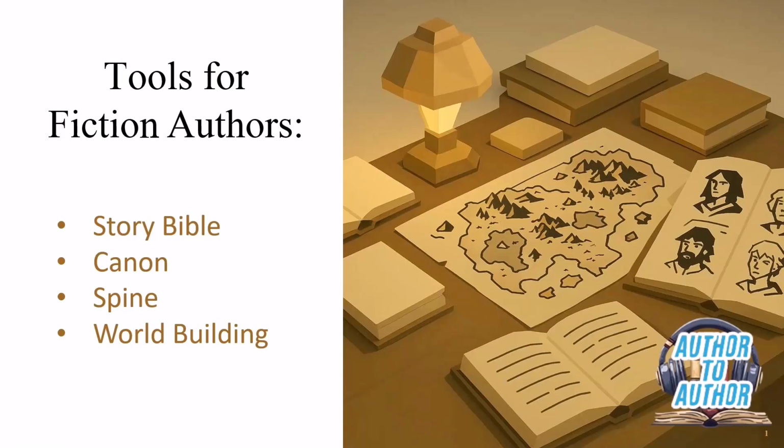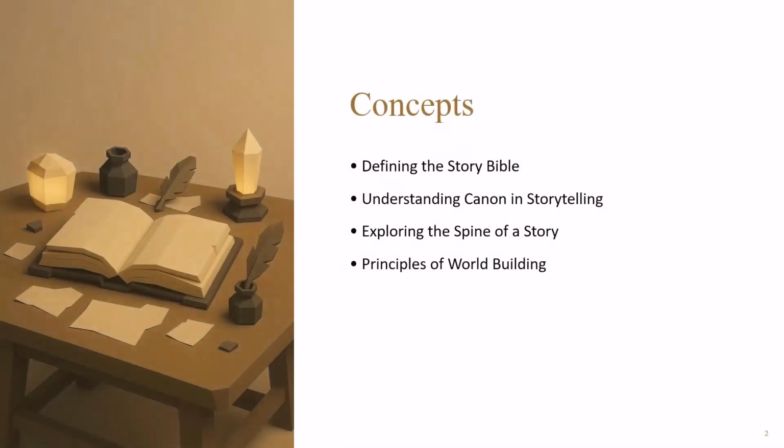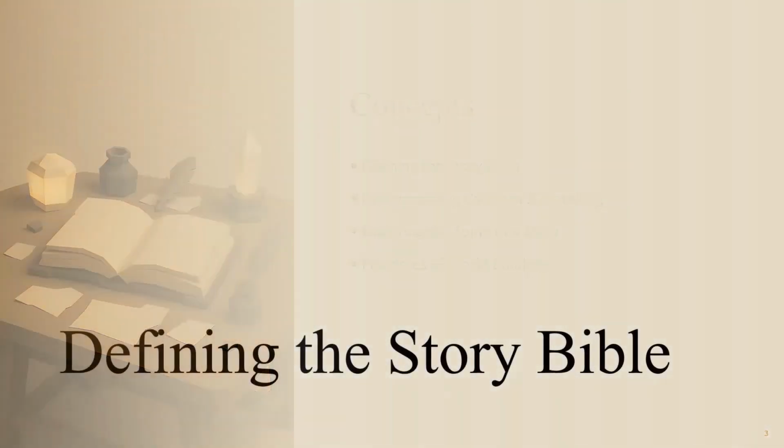This presentation will explore a few essential concepts for fiction authors. Some may be familiar, some may be not. The concepts include defining the story Bible, understanding canon in storytelling, exploring the spine of a story, and touching on the principles of world building. First, defining the purpose and importance of a story Bible, typical contents and structure, how authors use a story Bible for consistency.